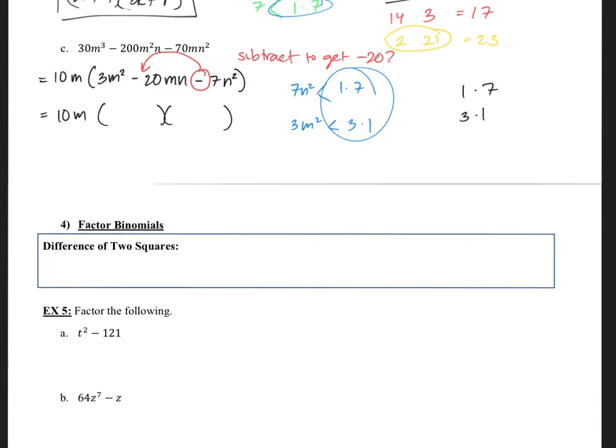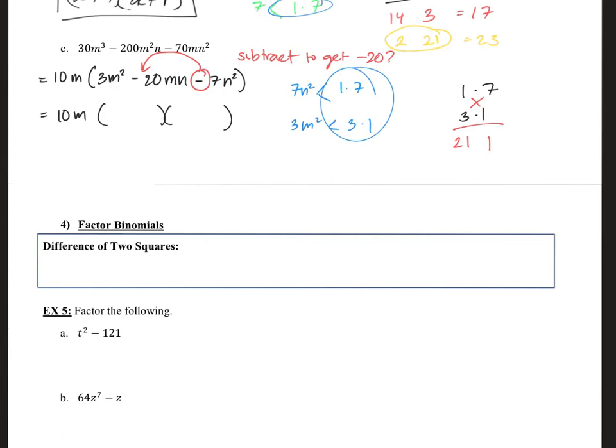Let's go ahead and use the crisscross method first. So we have, let's see, 3 times 7, that's going to be 21. And then we have 1 times 1. And we're told to subtract.